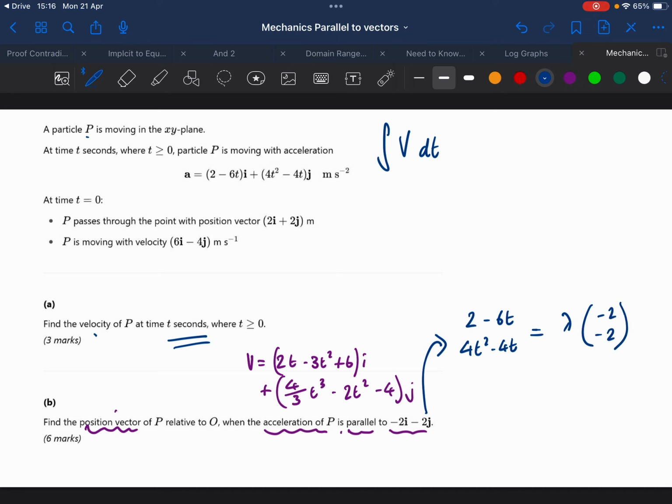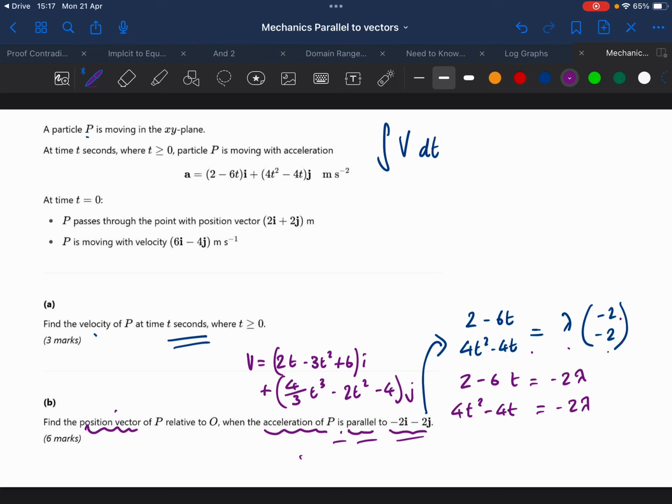So generally, if somebody says something is parallel to, the "is" is the equals, the parallel is the lambda bit, and then this is what it's parallel to. If they had said that it is the same as, I wouldn't have put that lambda there. But because they said it's parallel, I'll put that one in front. And then what will I do next? Well, I will use these equations simultaneously. So I would do this.